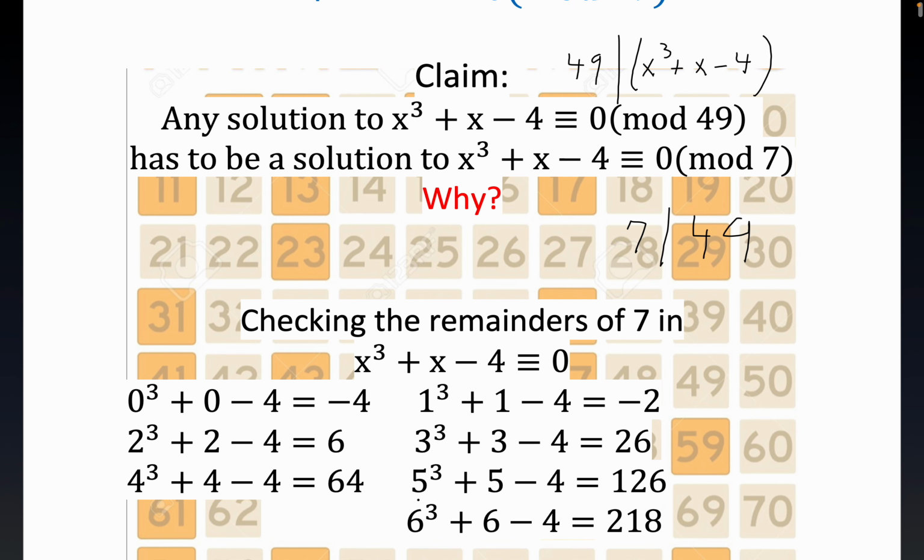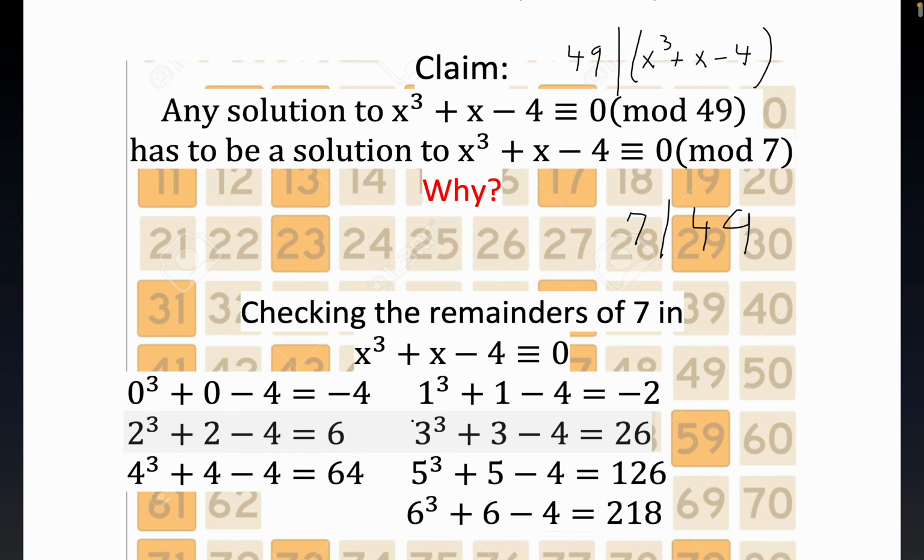So what we're doing is plugging into this ancillary equation here. Notice that for example, 26 is not congruent to 0 modulo 7, because when you divide 7 into 26, you get a remainder of 5. 3 times 7 is 21 plus 5 is 26.